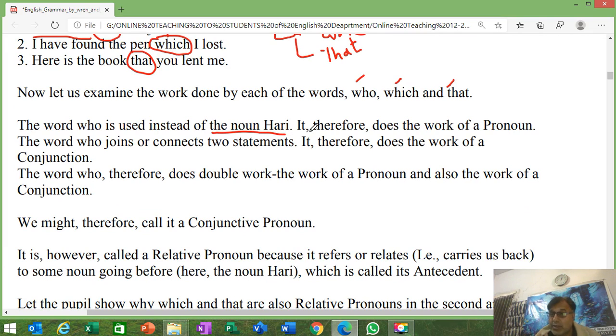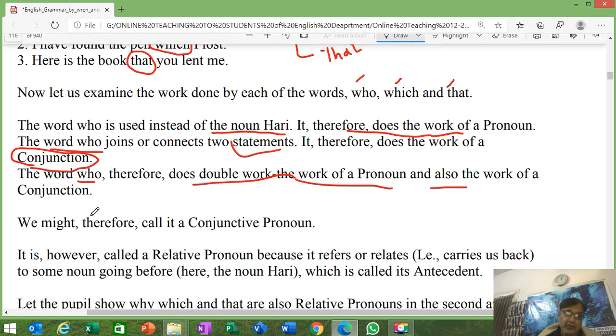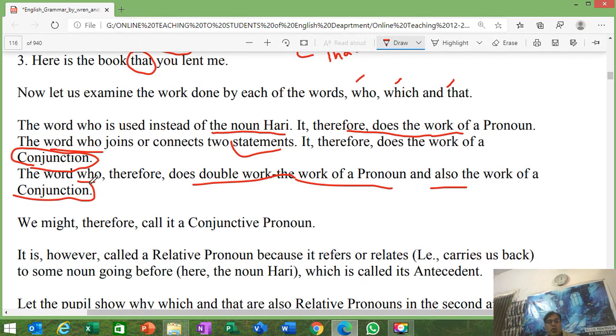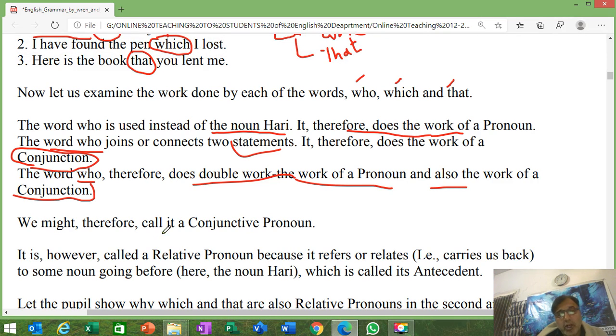It therefore does the work of a pronoun. And the word who joins or connects 2 sentences or 2 statements, right? So it therefore does the work of a conjunction. So the word who does double work, the work of a pronoun and also the work of a conjunction. All right. So we might therefore call it a conjunctive pronoun.